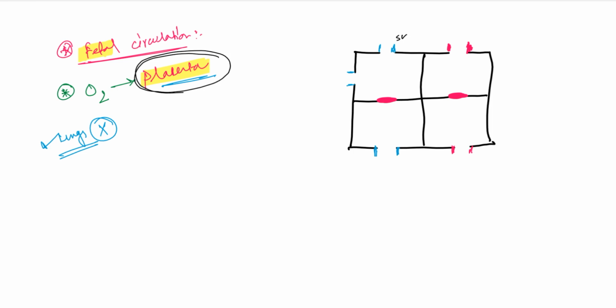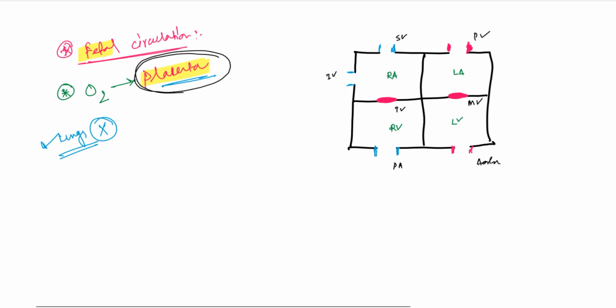So the superior vena cava, inferior vena cava, tricuspid valve, pulmonary artery, aorta, mitral valve, pulmonary vein, and this is the right atrium, the right ventricle, left atrium, and the left ventricle.